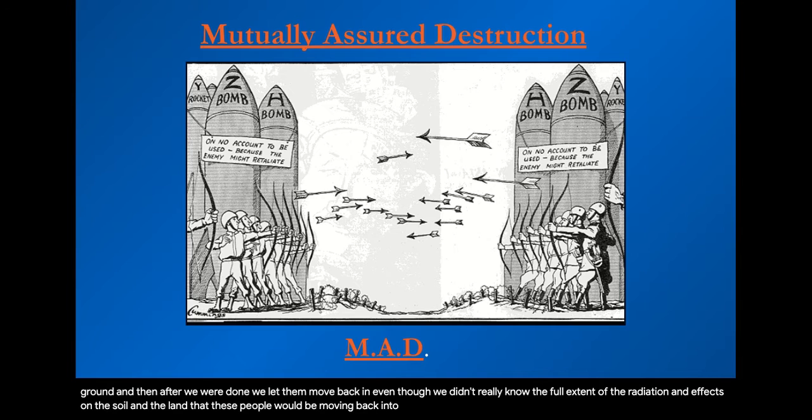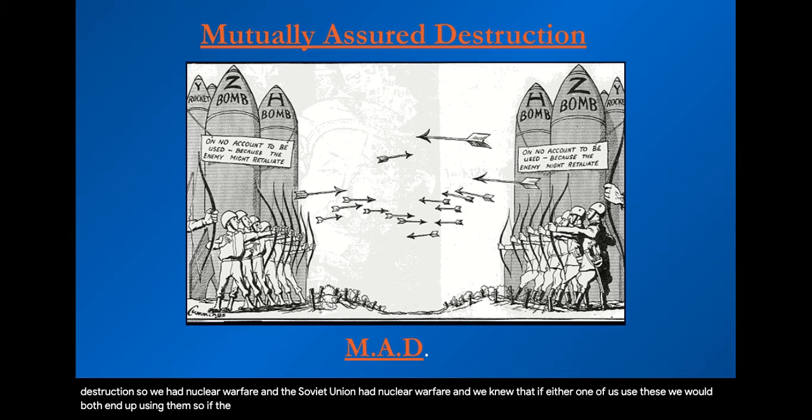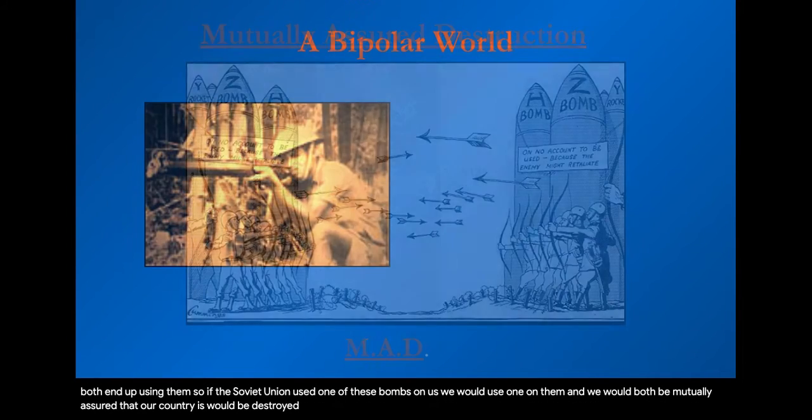So the main conflict of the Cold War would be this idea of MAD, mutually assured destruction. So we had nuclear warfare and the Soviet Union had nuclear warfare, and we knew that if either one of us used these, we would both end up using them. So if the Soviet Union used one of these bombs on us, we would use one on them, and we would both be mutually assured that our countries would be destroyed.